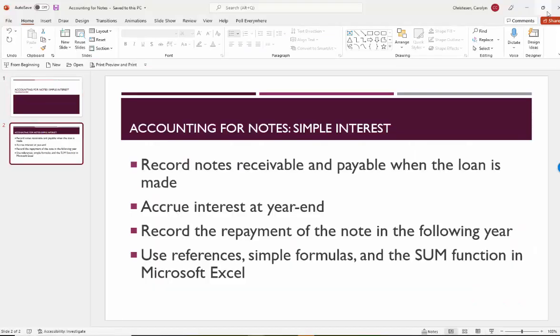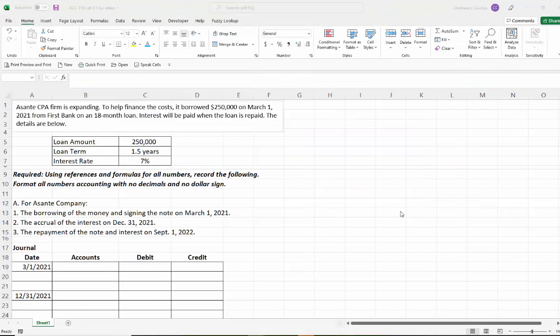All right, so let's take a look at what we have here. So here is our data. We're looking at an accounting firm that is expanding to help finance the costs. It's borrowing $250,000 on March 1st, 2021 from First Bank on an 18-month loan. Interest will be paid when the loan is repaid, and here are the details of the loan. So the loan amount is $250,000. The term is 1.5 years or 18 months, right? And then the interest rate is 7%.